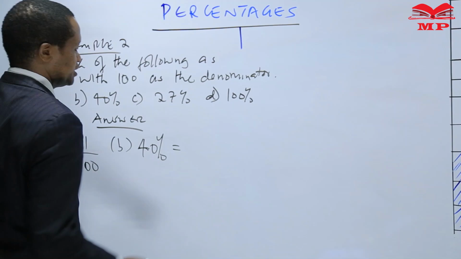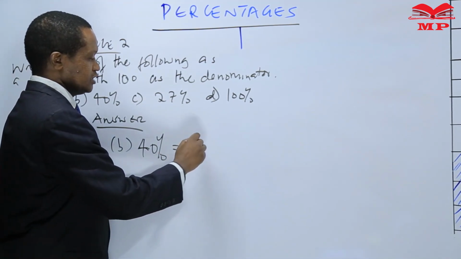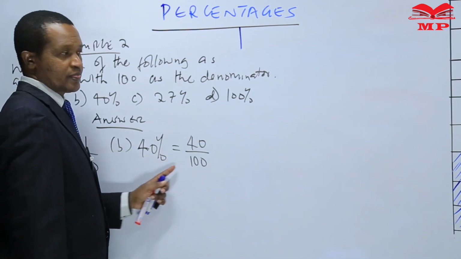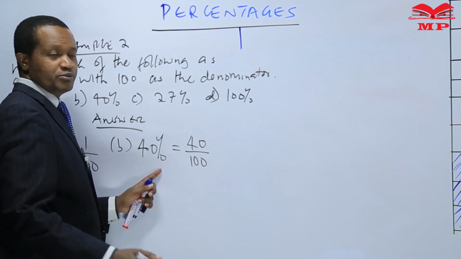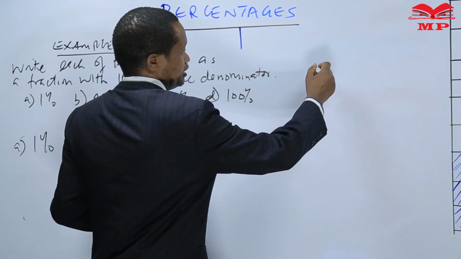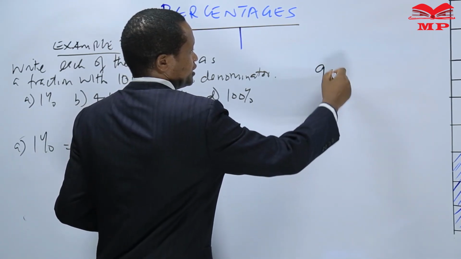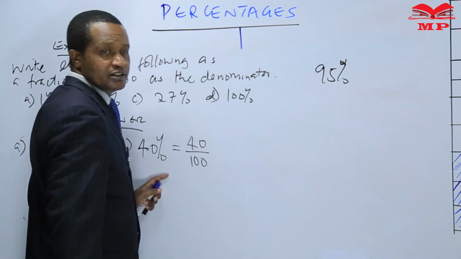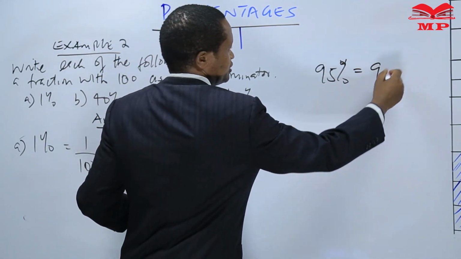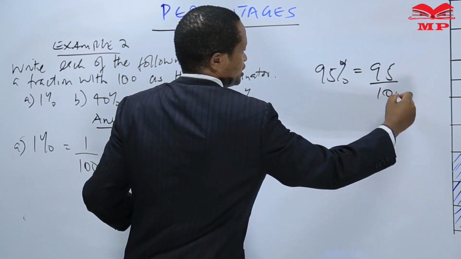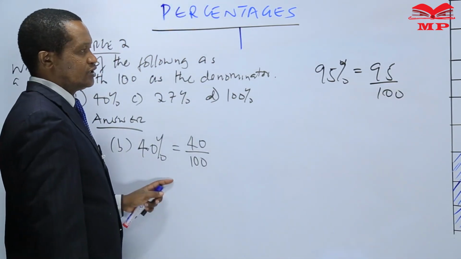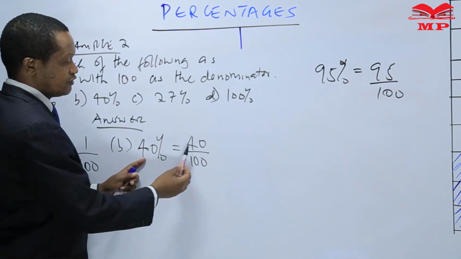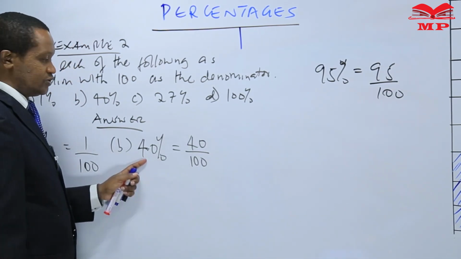Then B, 40% can be written as 40 over 100. Remember the example of the marks. If your teacher gives you 95% after doing a test, that means you have scored 95 over 100. So that is the same case here. 40% means 40 over 100.